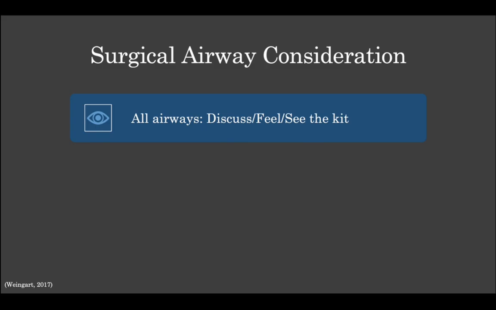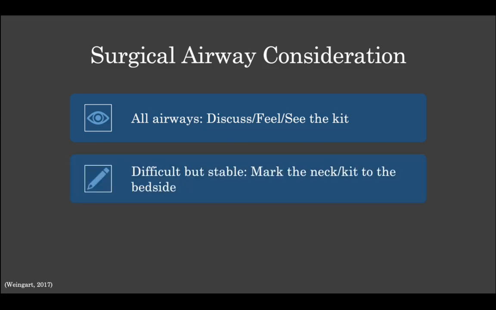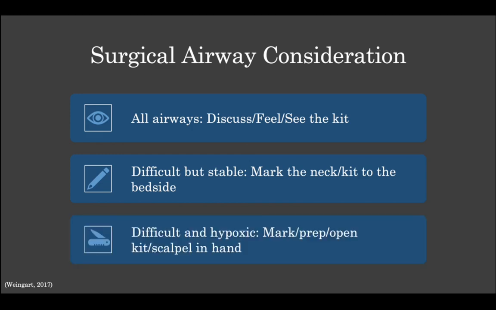As far as discuss it as part of your plan A, B, C, D, feel the landmarks, do the laryngeal handshake, and at least know that you have a kit within reach. When you have a difficult airway with a stable patient, now I might know that it's a little more likely I might need a cric. I might actually even mark the neck where I'm going to cut and make sure the kit is right at the bedside ready to go.